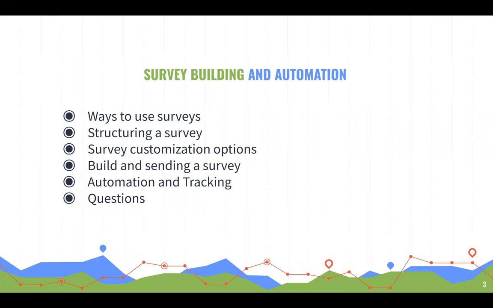We'll talk about some survey customization options that you can use, really highlighting that customer experience through survey logic and giving them specialized content based on their responses to the questions that you ask them. Then we'll dive into the system and build and send your survey out through GreenRope or a different survey that you're using. Then we'll talk a bit about the automation options and the tracking that you can see with the surveys.